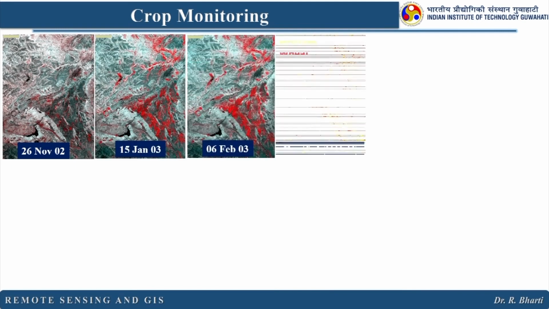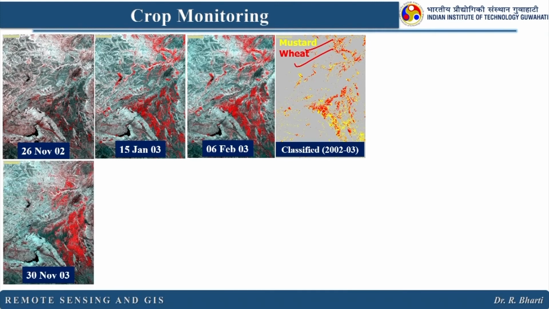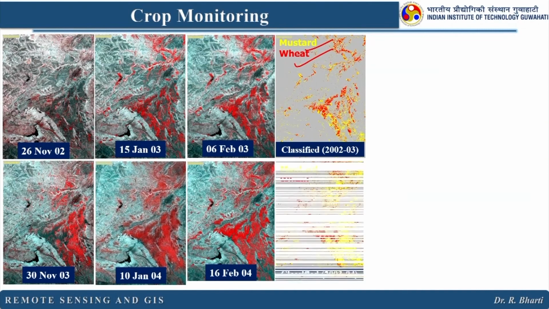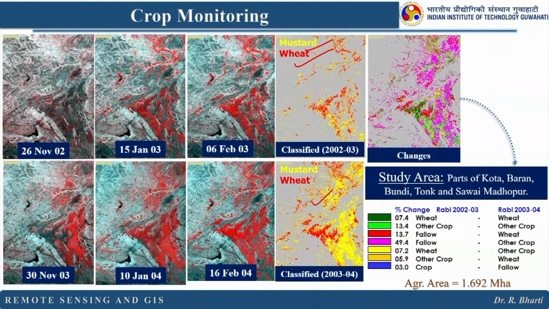Here you can see this is for 2002 and 2003. So yellow color represents mustard, red color represents wheat, and here for 2003 and 2004 you can see the area has been increased, right? So you can easily find out what are the changes. So the changes can be identified, and here you can see this legend. Following such methodology, you can easily find out how much area has been used as agriculture and what are the different crops have been cultivated and whether it is more or less compared to last few years, right?